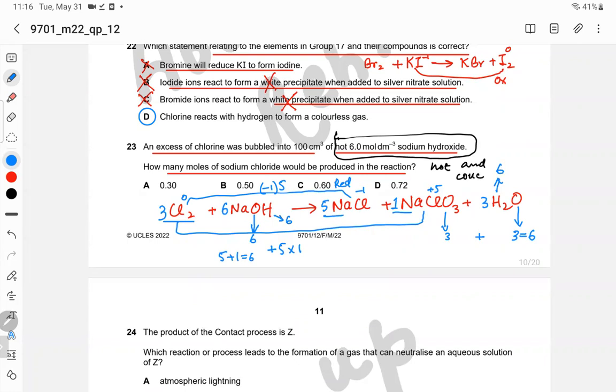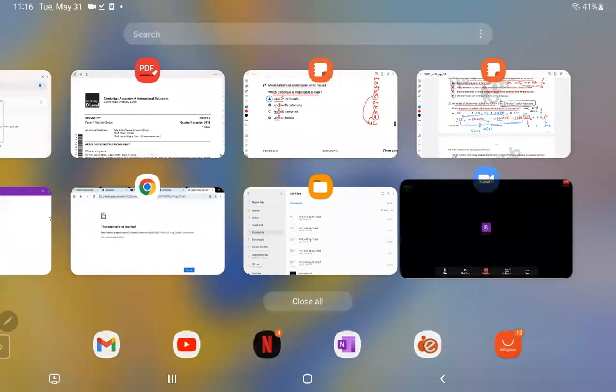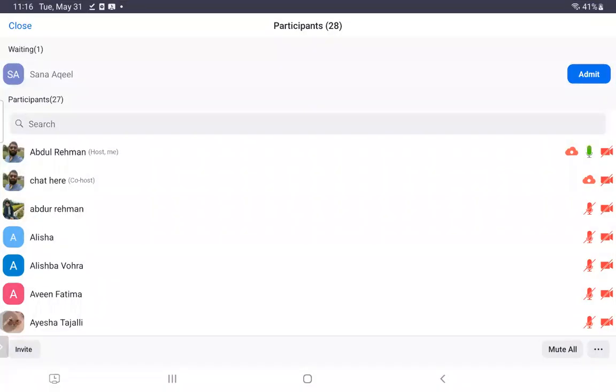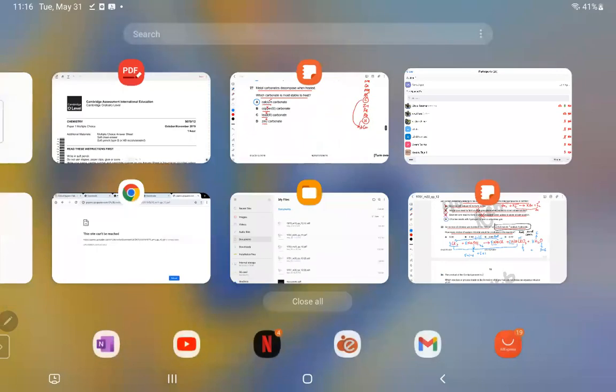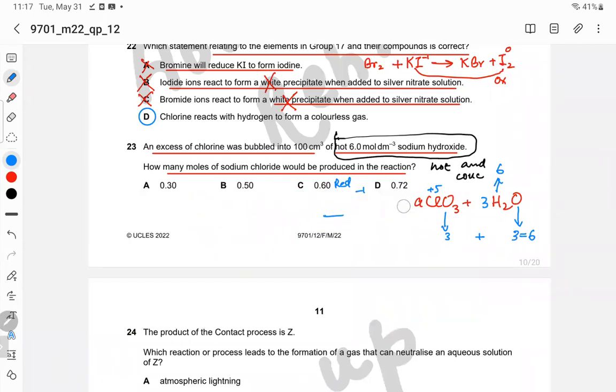ये बात यहाँ तक clear है sir सबको? Yes, in a redox equation, we have to balance the equation by oxidation numbers only. Okay, I am repeating again. And if anybody has any doubt, kindly ask it again.